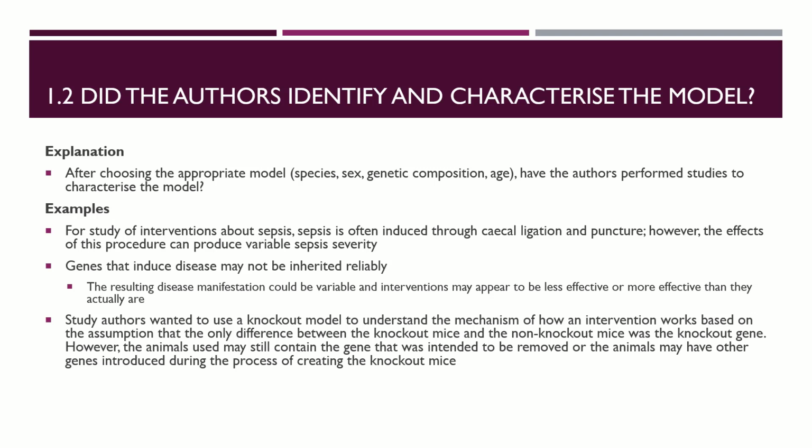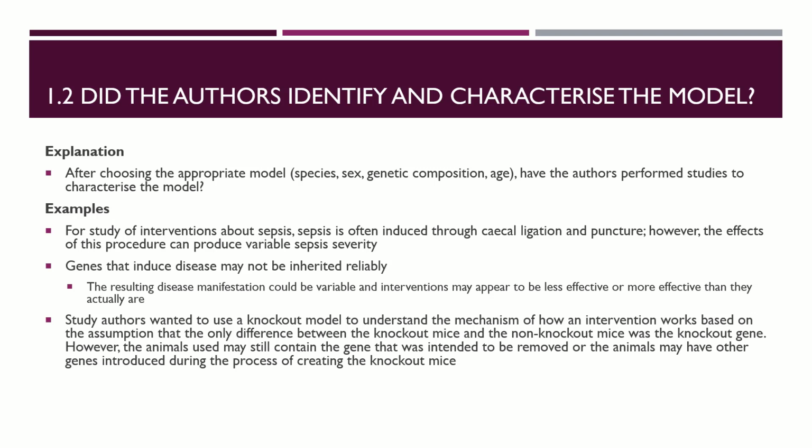The first example is when the study authors were looking at a sepsis model. Sepsis is often induced through cecal ligation and puncture in the animal model. However, the effects of this procedure can produce variable sepsis severity. Another example is genes that induce disease may not be inherited reliably. So the resulting disease manifestation could be variable, and the interventions may appear to be less effective or more effective than they actually are because the disease was not inherited.